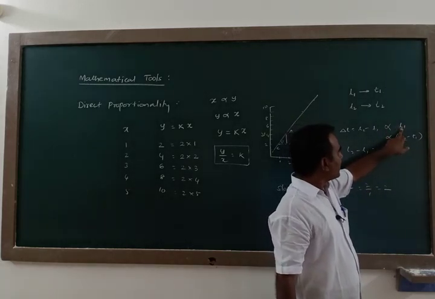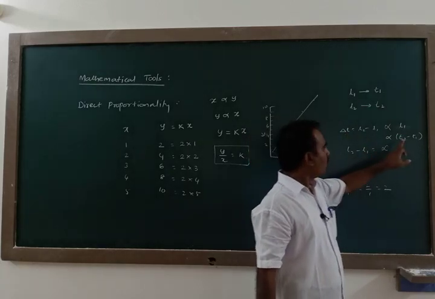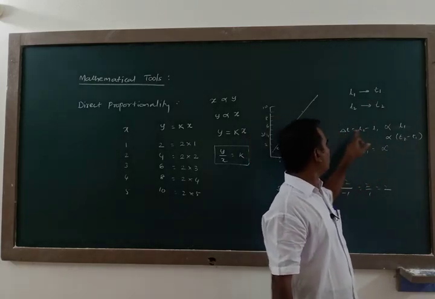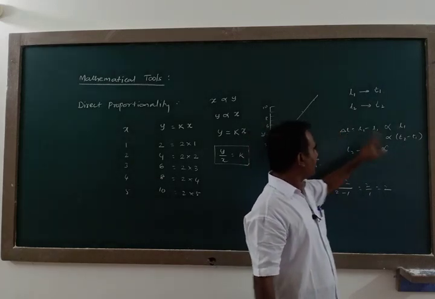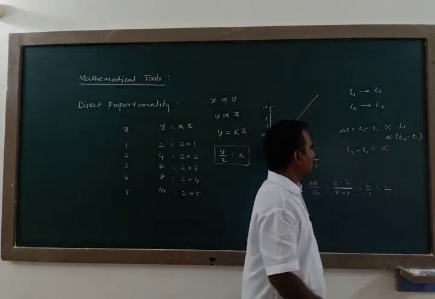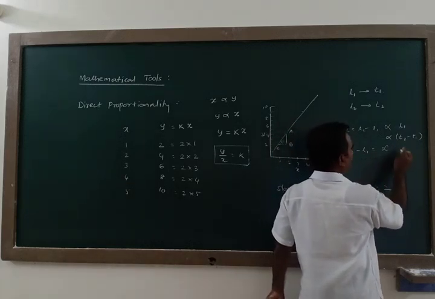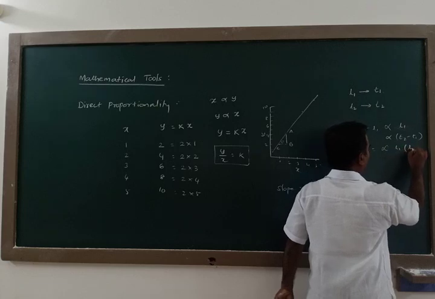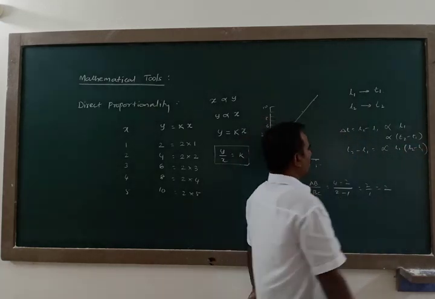That means the more the initial length, the more will be the increase in length. The more the temperature difference, the more will be the increase in length. So the increase in length is proportional to these two factors. Therefore we write that L2 minus L1 is equal to some proportionality constant into L1 into T2 minus T1.